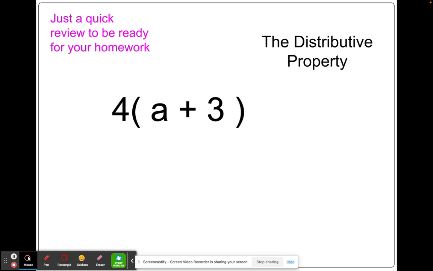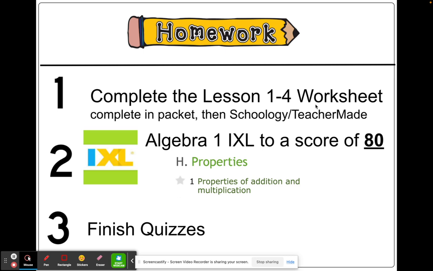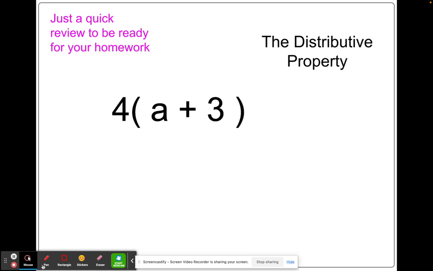So a quick review of the distributive property. You remember from the distributive property, we were multiplying 4 times this whole quantity, a plus 3. So we can simplify that by multiplying 4 times the a plus 4 times the 3. 4 times a would be 4a plus 4 times 3 is 12. That is my distributive property, and it's a combination of multiplication and addition.